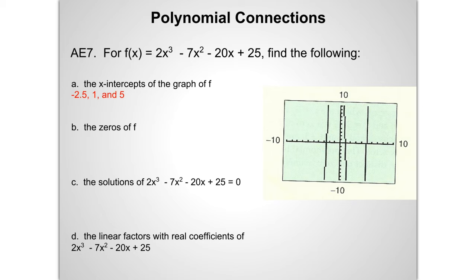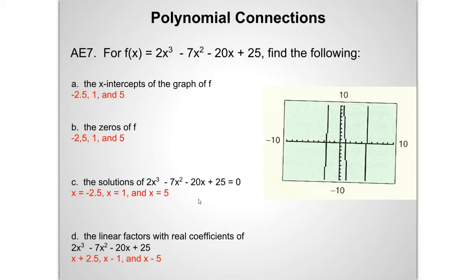So if those are the x-intercepts, then you can conclude three other things. The zeros are the same, -2.5, 1, and 5. It should be -2.5. The solutions to the equation, when you set it equal to 0, are x equals -2.5, x equals 1, and x equals 5.